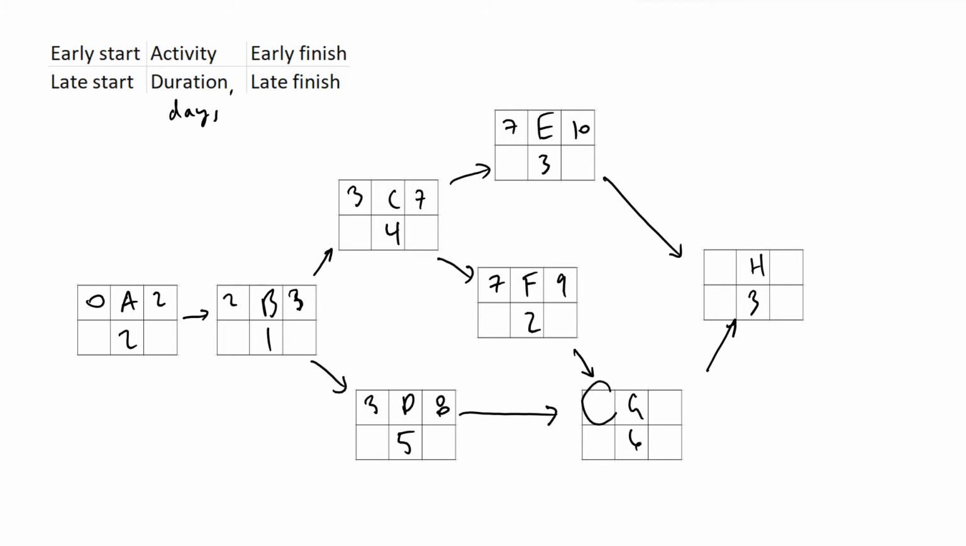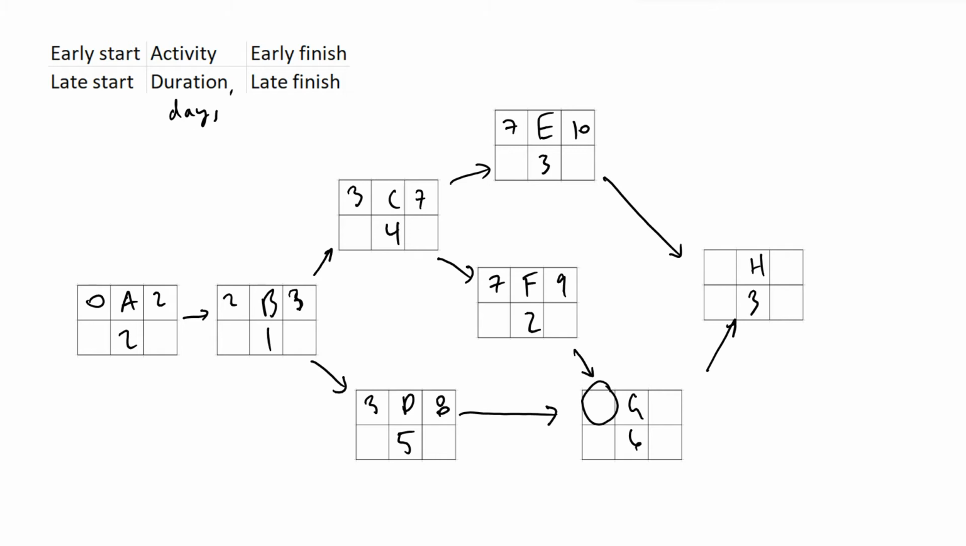And so I want to draw your attention here to activity G, because we don't necessarily know what the start date for activity G is, because we've got two options here. We know that G depends on both activities D and F, but we've got two different dates, because activity F is finishing on day 9 on the earliest date, and activity D is finishing on day 8 at the earliest date.